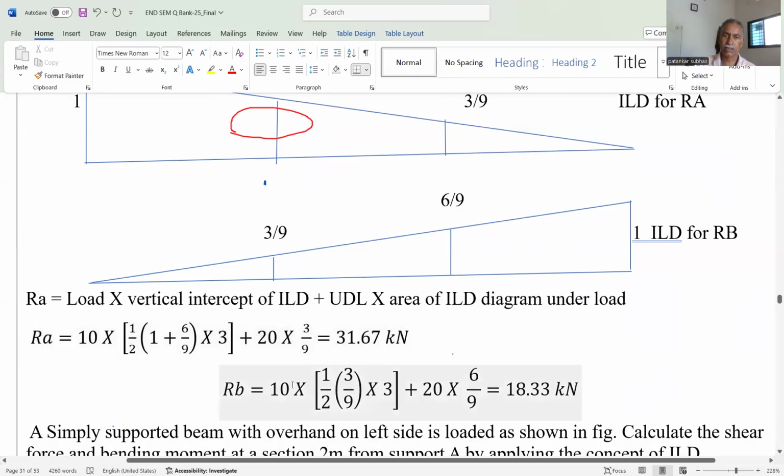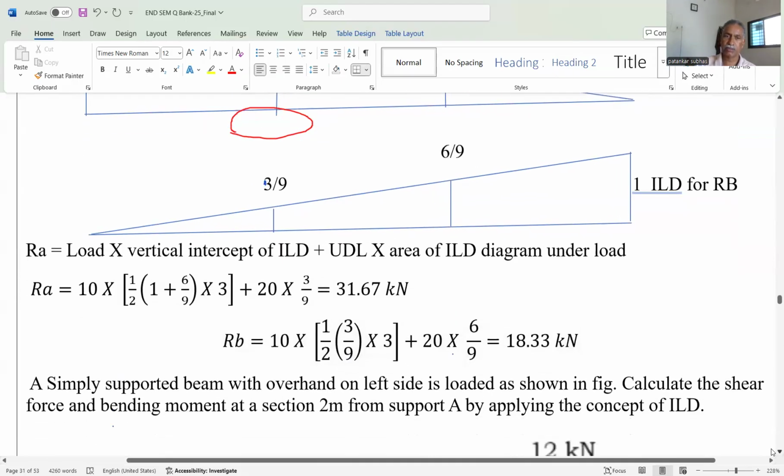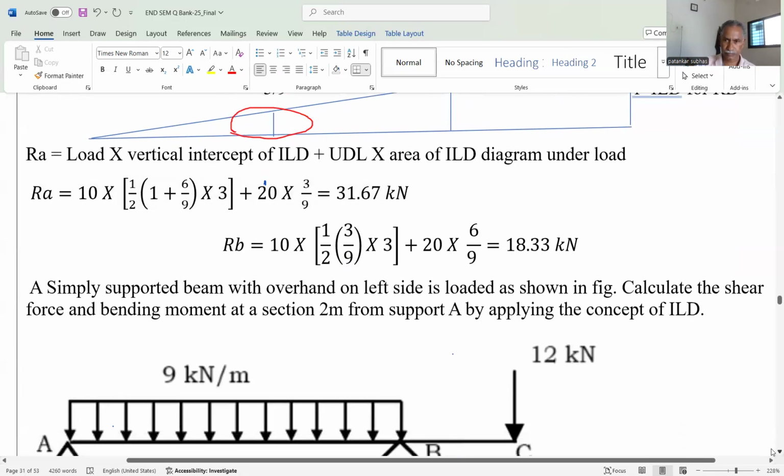Similarly for RB, repeat the same procedure. The area of the triangle is half, base equal to 3 meter and height 3 by 9. So half, 3 by 9, into 3, into 10 kilonewton UDL, plus 20 into 6 by 9. This is 6 by 9, that is 18.33. In this way, we can find out the support reaction.